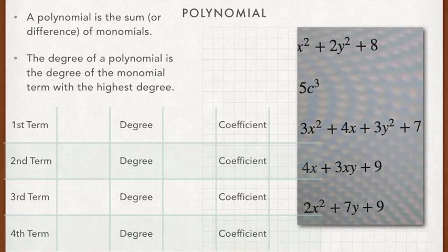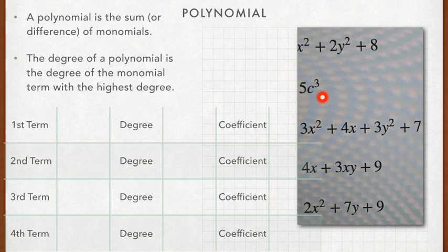Right, so a polynomial is made up of monomials. It's basically the sum or the difference of monomials. So what we have here are some examples. The first one is made up of 1, 2, 3 monomials, and we're adding them, so that would be a polynomial. The second one, would this be a monomial or a polynomial?